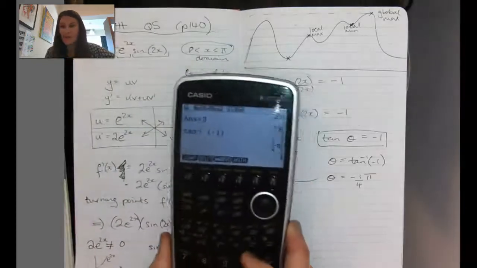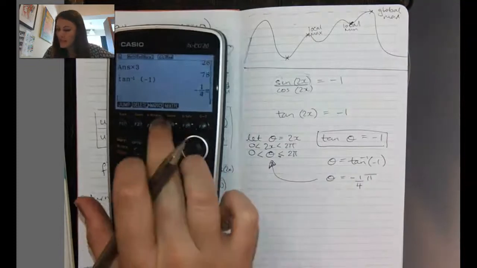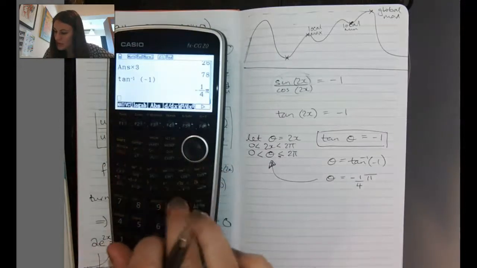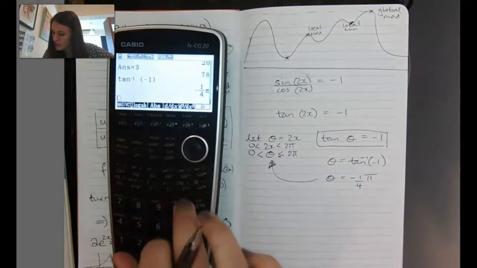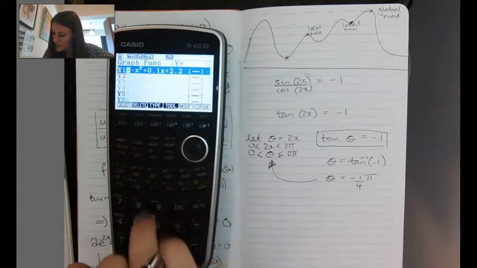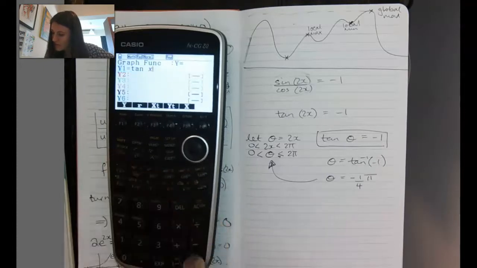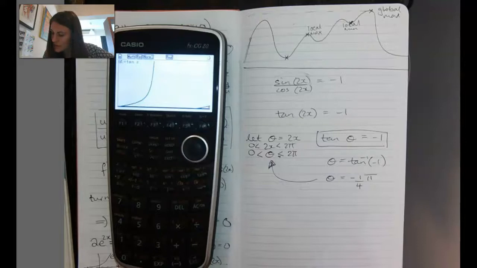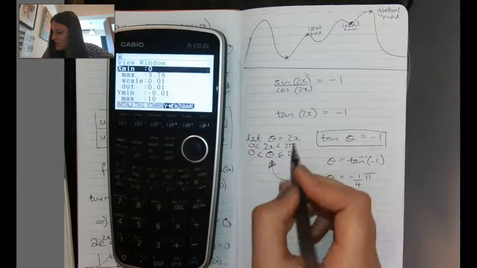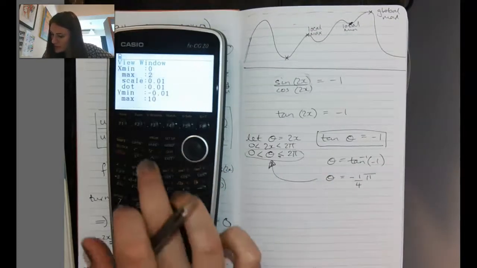So I'm going to try a different method, which I can use on my graphical calculator, which is to draw tan theta. I want to go into my graph. So I'm going to put in here tan. There's no theta button, I'll have to use X. And let's draw that. Okay, now I'm going to change the window so I can actually see what I want. So I want this to go from 0 to 2 pi.